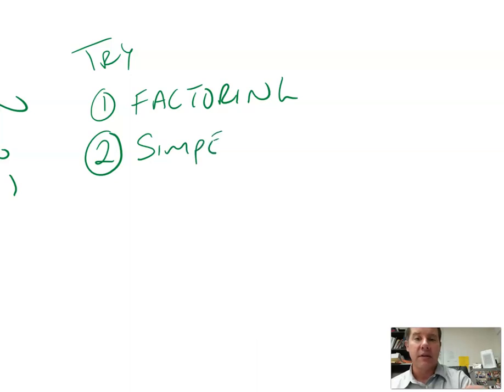Oh boy. Where'd my stuff go? Insert. Draw. My eraser's here.